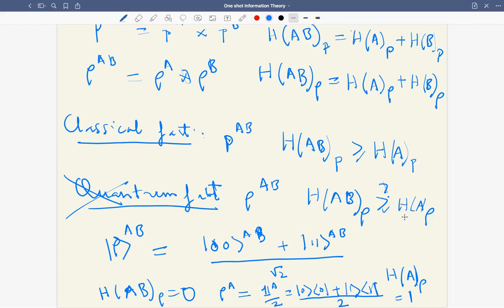In fact, A here was 1 qubit, but I can take n qubits for A plus n qubits for B. Then I can come up with an analogous entangled EPR state for AB. And because it's a pure state, entropy of AB will be 0, but entropy of A will be log n. So this jump can indeed be stupendous. So is the example clear? I just have a comment.